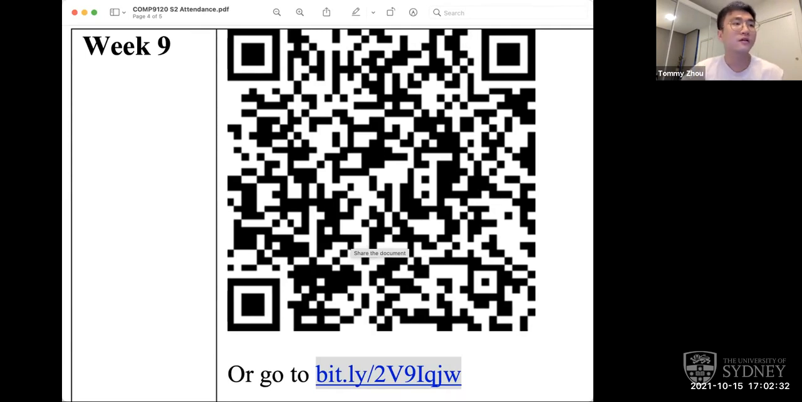And also you'll need to download the tutorial sheet from Canvas. So this is week 9, schema refinement and normalization.